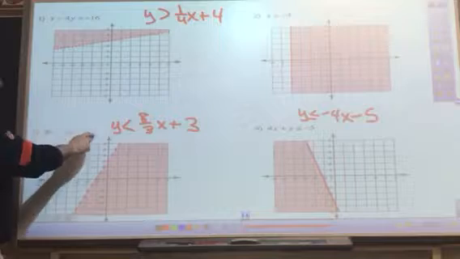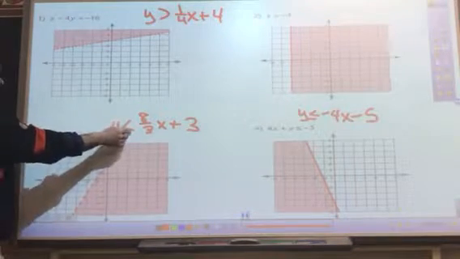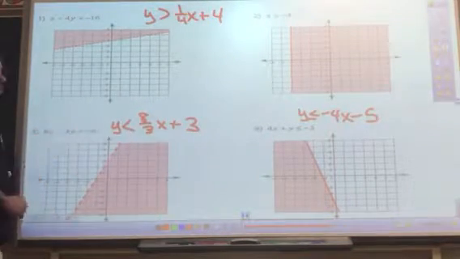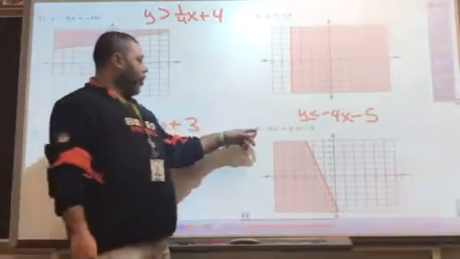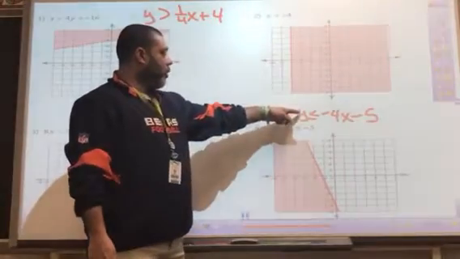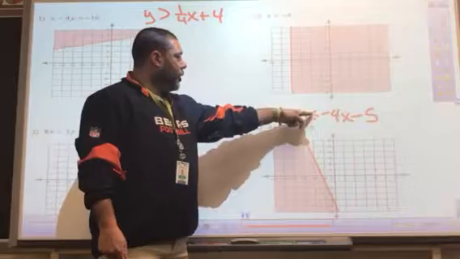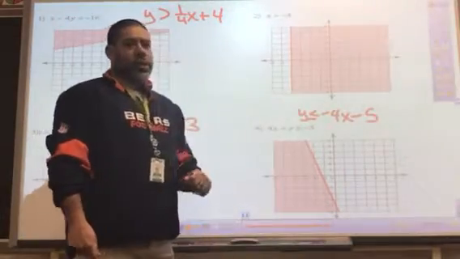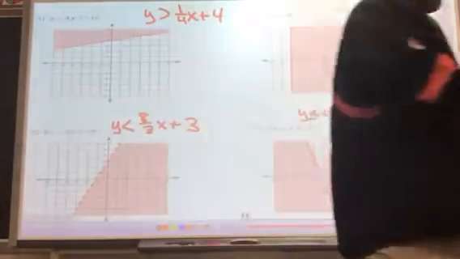Remember, we're not looking here, we're looking here, our slope-intercept form to decide that. Okay, number 4, there's my slope-intercept form, solid, shaded down, and that's what it should look like.